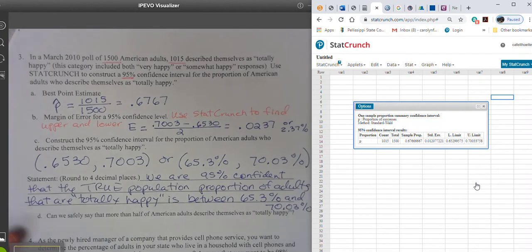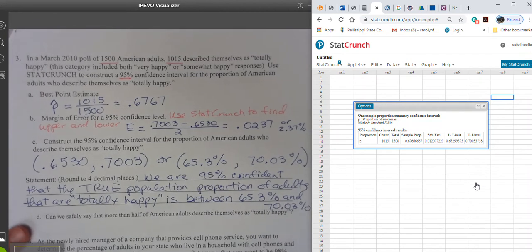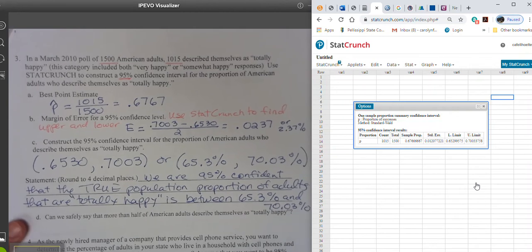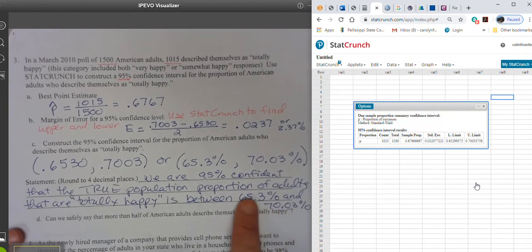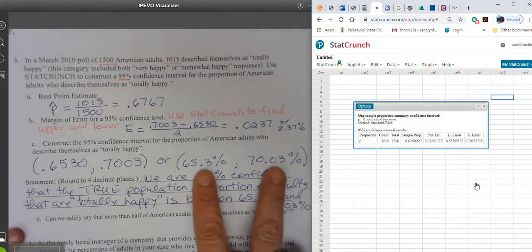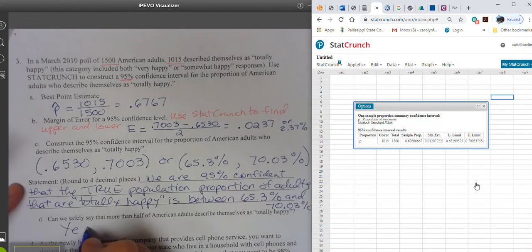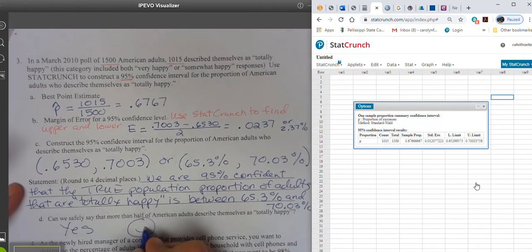This question here says, can we safely say that more than half of American adults describe themselves as totally happy? And yes, we can, because we're definitely more than 50%. We're somewhere between 65 and 70%. So yes, we can say that more than half of adults are happy. Smiley face.